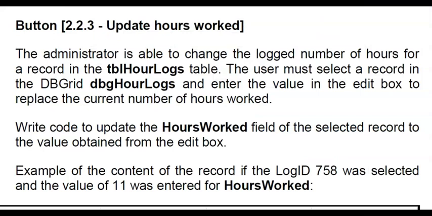In this question, this is the last one for this section, we are going to change the logged hours. You can see the button is also called update hours worked of the selected record. So that means we don't need to search for anything. We don't need a while loop to search for a user. They are going to click on the DB grid, and we have to make a change to the active record, or sometimes also called the current record. And the user will enter the value in an edit box, and then we need to replace the current number of hours worked.